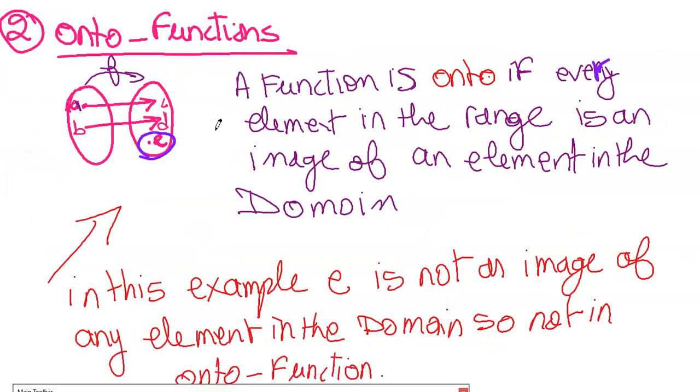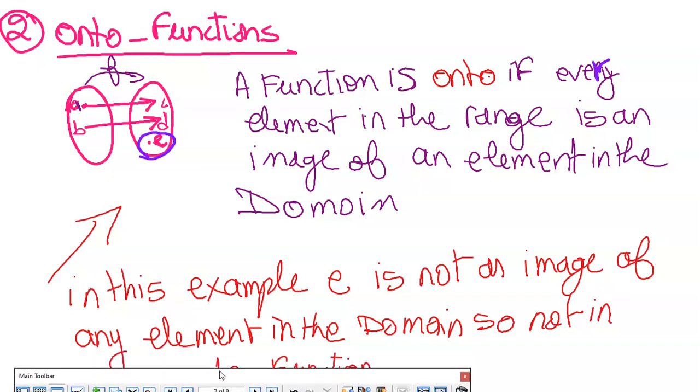It's called an onto function. What does it mean, onto function? A function is onto if every element in the range is an image of an element in the domain. What does it mean? You just need to look at the range. This is the range. And you see, do all the values of the range represent an image, or are an image, of a value in the domain? If you look, E is not an image of any value from the domain. It means this is not an onto function, since E is not an image of any point or any value in the domain.